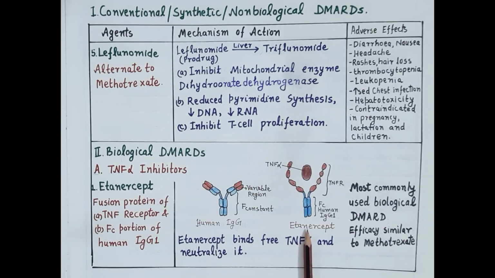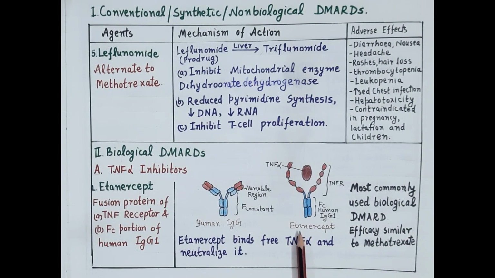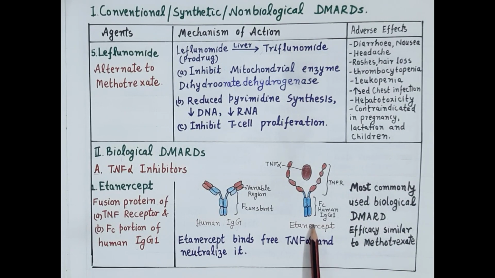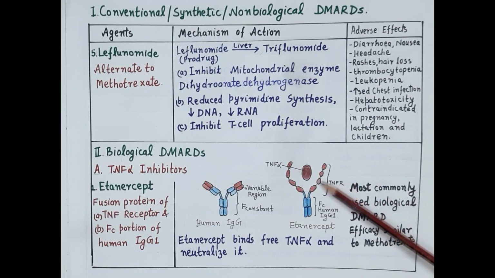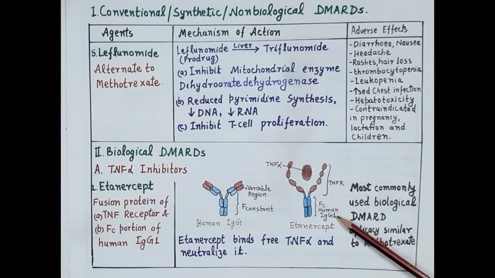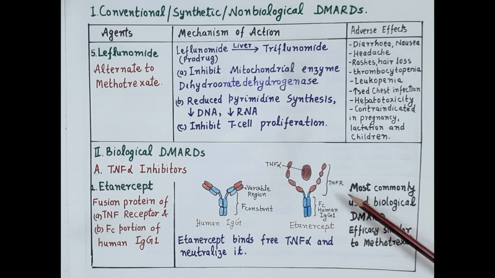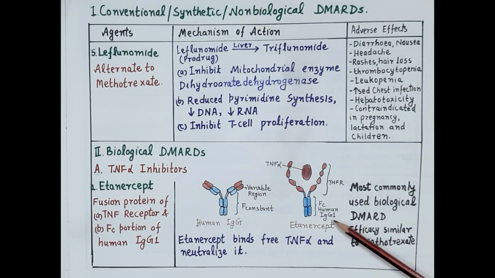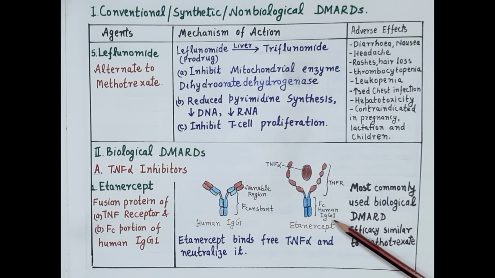Now, look at this figure. This is the structure of etanercept. Etanercept is a fusion protein. Here the red region is the tumor necrosis factor receptor, and this blue region is the constant fraction of human immunoglobulin G. So, etanercept is a fusion protein made by the fusion of tumor necrosis factor receptor and a constant fraction of human immunoglobulin.